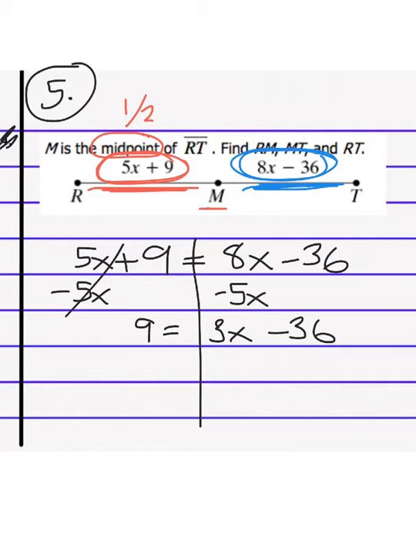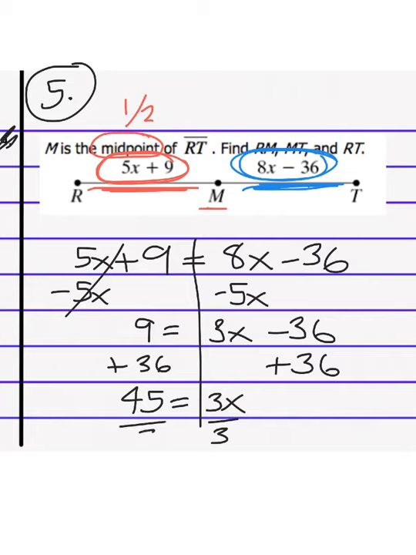So now I have 9 equals 3x minus 36. Now I want my numbers together. So I'm going to add 36. Add 36. 36 plus 9 is 45. I'm going to divide by 3. And I get 15 for x.